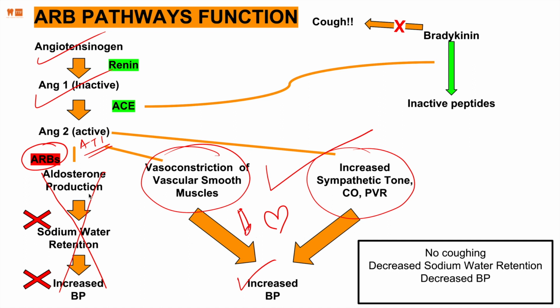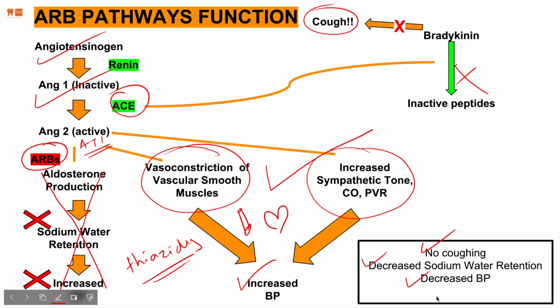Okay, so kidney is blocked, heart and blood vessels still activated. Therefore, ARBs have to be used in conjunction with other diuretics such as thiazides. That helps decrease blood pressure. And again, ACE is available, therefore bradykinin will metabolize into inactive peptides and no cough will occur. So no coughing with ARBs, decrease in sodium water retention, decrease in BP, but heart and blood vessels still active.